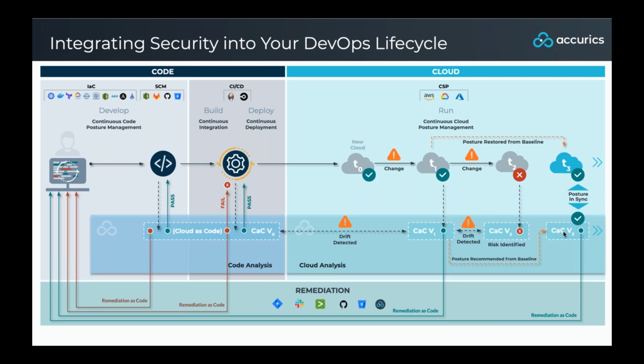And this cycle will continue to repeat with any change introduced into our environment, where we're achieving immutable security by checking for any risk introduced in our code on our cloud environment, and making sure that any changes are always reflected in our infrastructure as code.